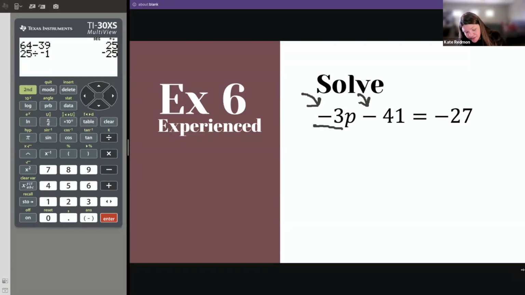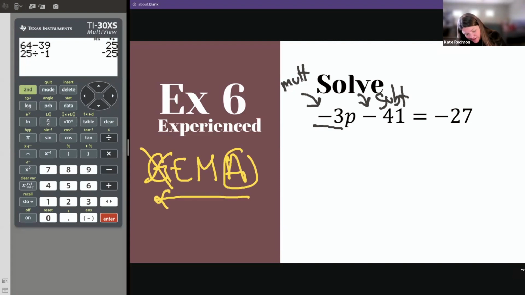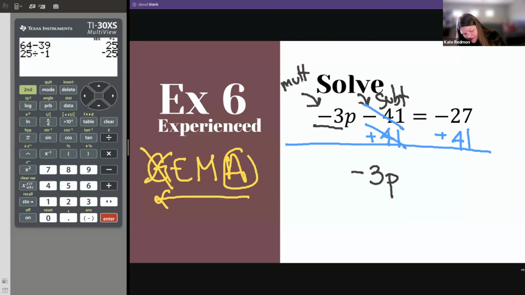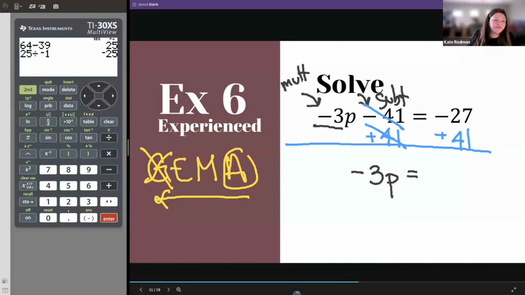Negative 3 is shoved up against p, it's multiplying, but 41 is separated from p by that minus sign, it's subtracting. So if I am, like I said, working that order of operations backwards, there's no grouping here, so I'll just move anything adding or subtracting first. So I'm going to get rid of that 41 by doing the opposite, by adding it. Of course, I can do whatever I want as long as I do it to both sides. Subtracting 41 and adding 41 are opposites. They will cancel, and I'll be left with negative 3p. And that's going to be equivalent to whatever I get on the other side.